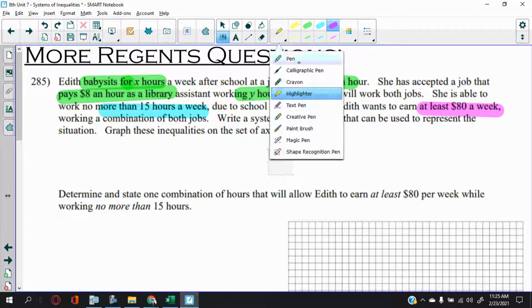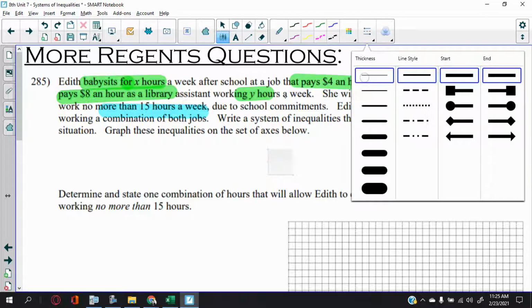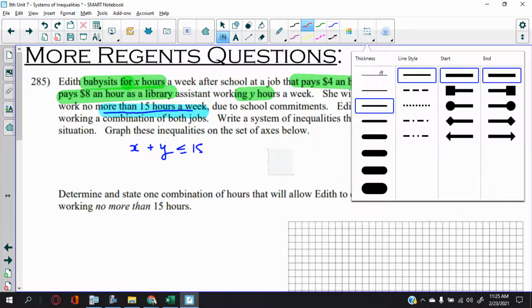Okay, so let's write these down. For the blue, I will use the first equation. She works two jobs, X babysit hours and then library hours. No more than 15 hours a week, so a maximum of 15 hours. And that brings us to the second equation.